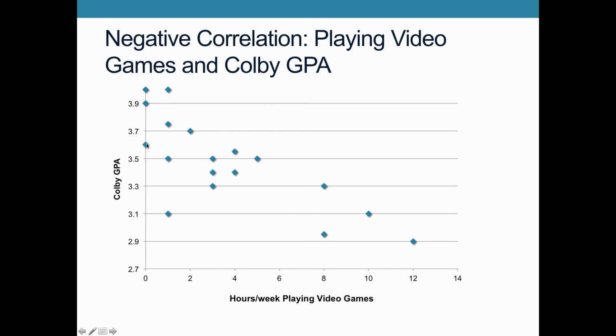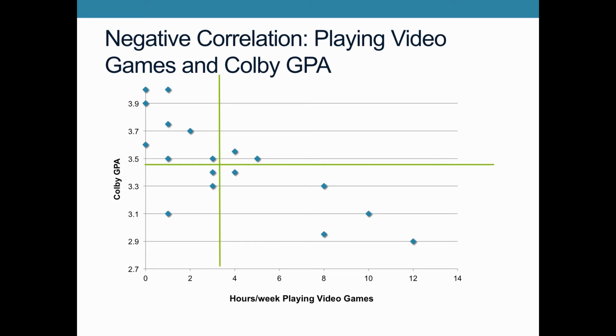Just because you're not playing video games doesn't mean that you are getting 100% in everything. So there's some variation along the way here, but overall it's a negative slope. As x increases, y decreases, right? So once again, if we look at those means, we'll see how everything fits into the quadrants. And so here is the mean Colby GPA and the mean hours a week per video game.